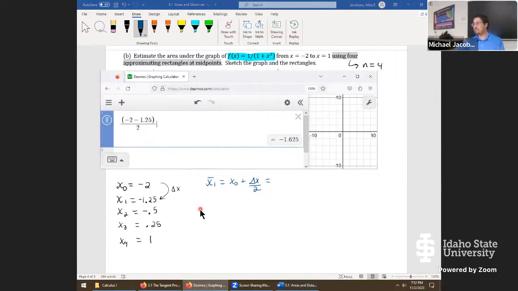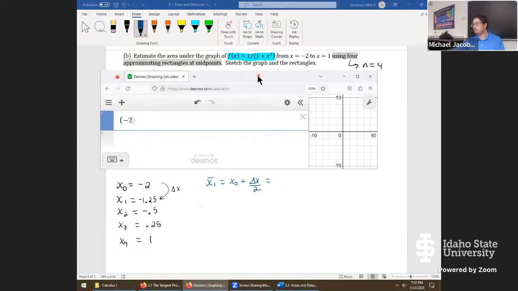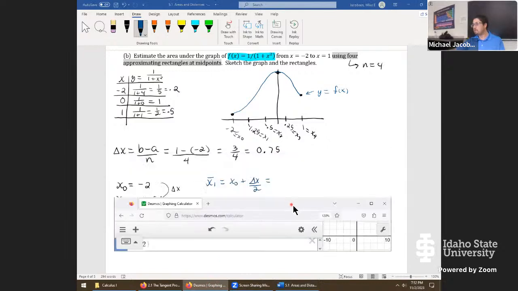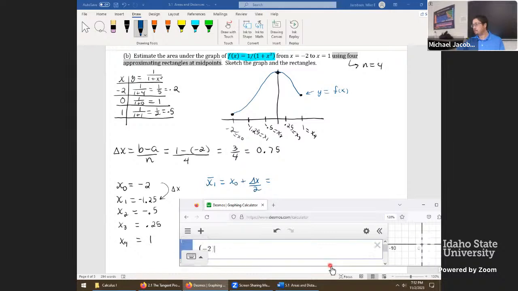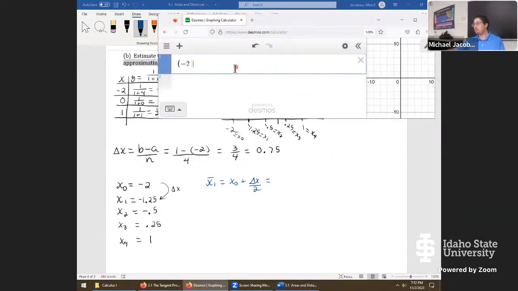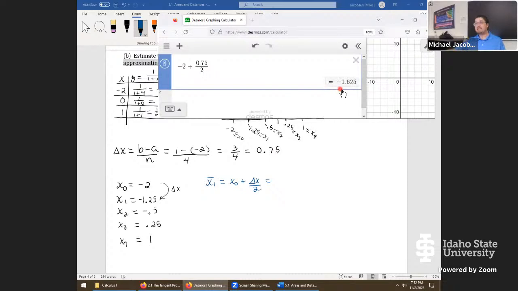I still need a calculator, so it's going to be, oh geez, but not in full screen. It's going to be -2. Sorry, just struggling. There doesn't seem to be very many good spots to put this in. Okay, so -2, that's our x0 value right here, plus the delta x is 0.75, then divided by 2, and that's the same figure that we got from before, -1.625.